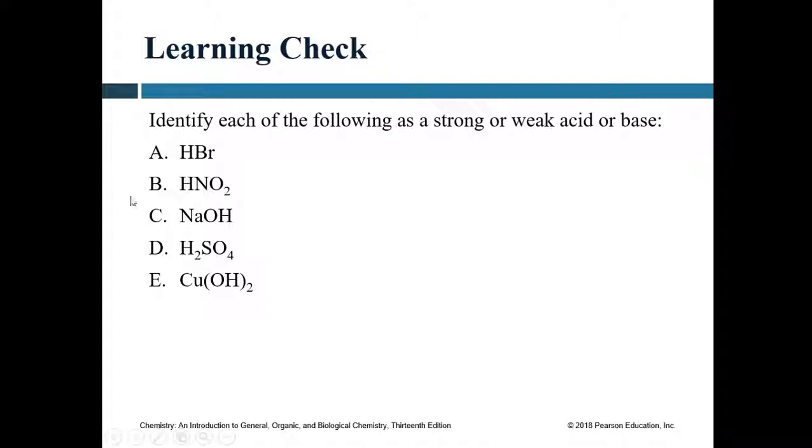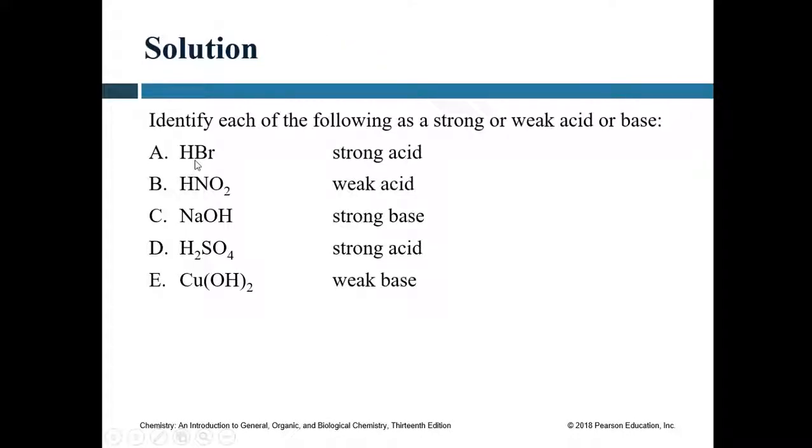Now, let's see if we can identify these as strong or weak acids and bases. Press pause, see if you can do it. Okay, so first of all, A. It's a hydrogen in front, so we know A has to be an acid. And B, because Br is one of the halogens that's not fluorine, it is a strong acid.